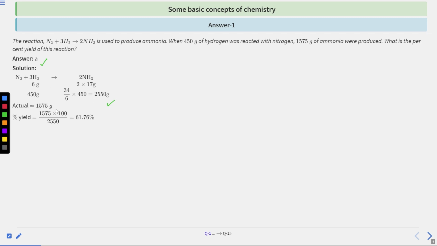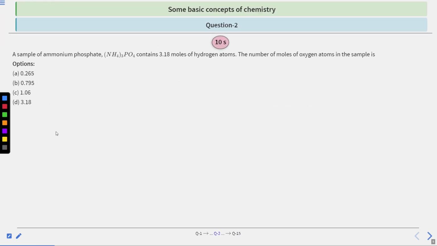So actually the ammonia produced is 1575 gram according to the question. So the percentage yield will be 1575 divided by 2550, that is actual yield divided by theoretical yield, multiplied by 100, which is equal to 61.76%. That's why option A is the correct option. So let's move to our question number 2.